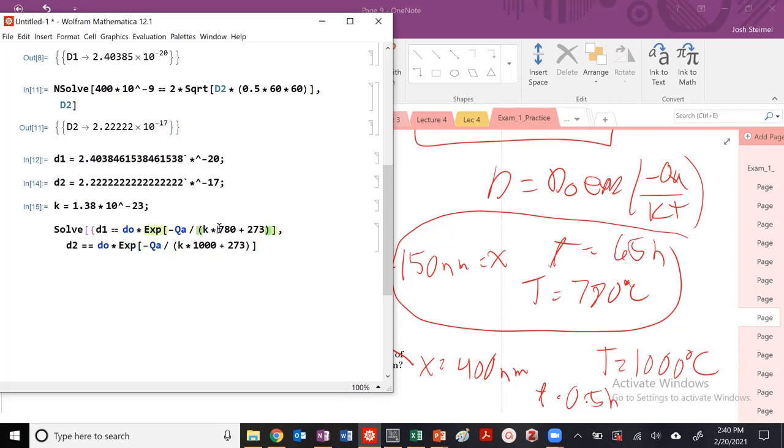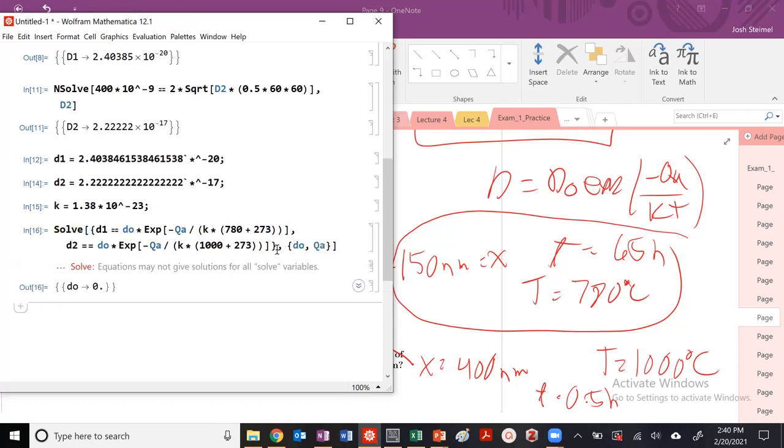Let's put a little parentheses around that just to make this nice and safe. Right here. And then we can solve this here. We can solve for D naught and QA at the same time. Let's solve for these different variables here. So let's solve for QA. Actually, let me do D naught.